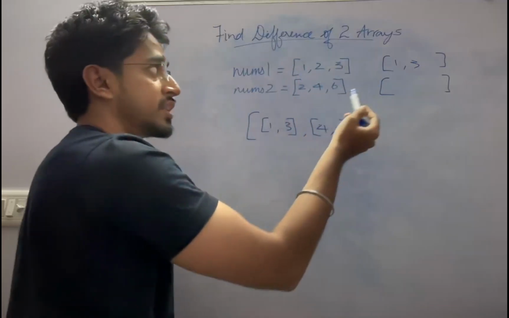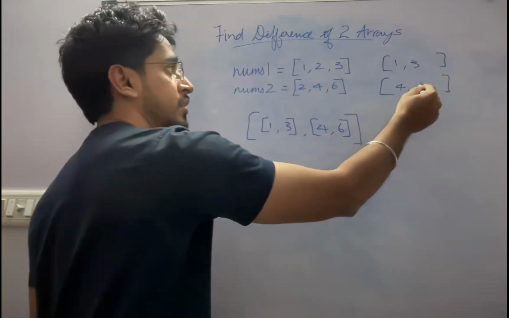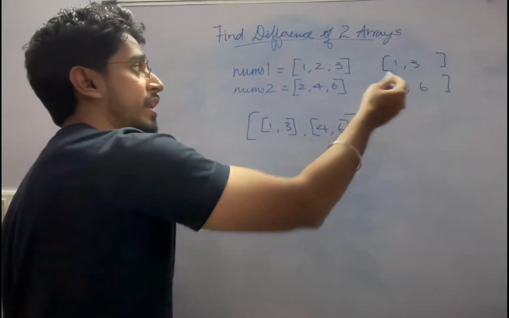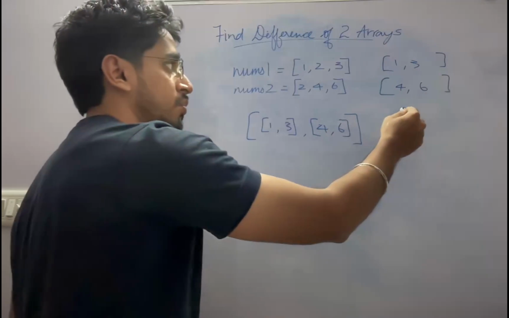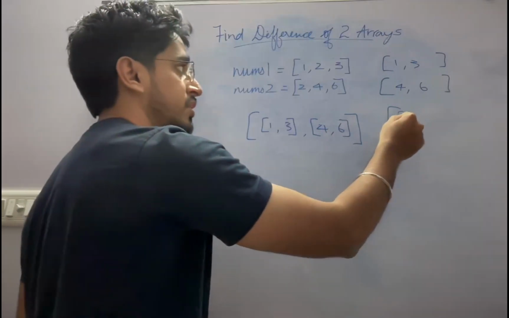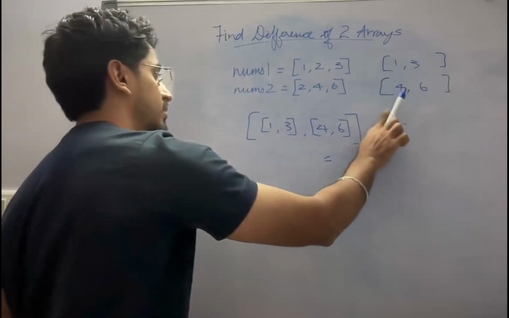So 2 is there, then 4 is not there, then 6. 6 is not present in nums1, so we add that as well. Then finally we merge this into one array of arrays. So basically 1, 3 and 4, 6. This is the same thing over here.